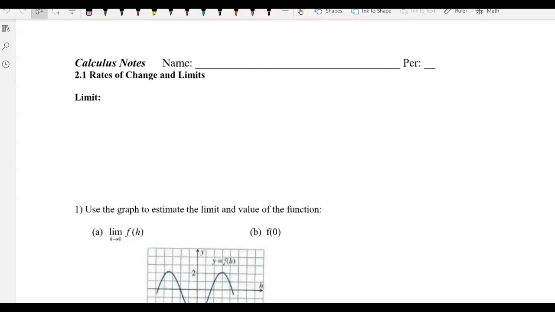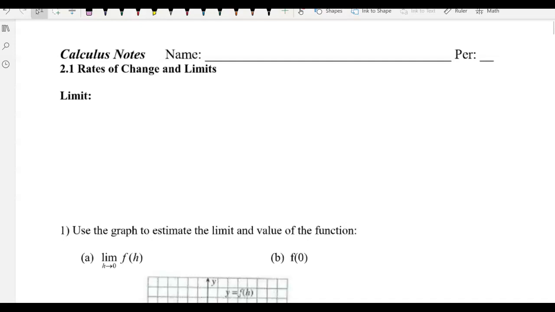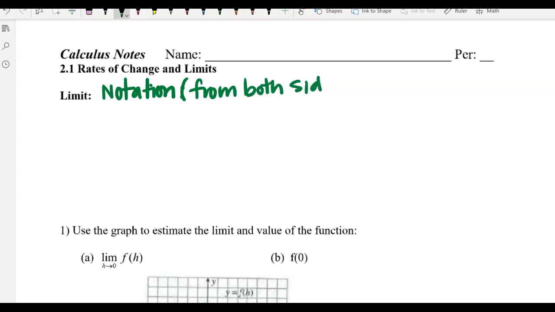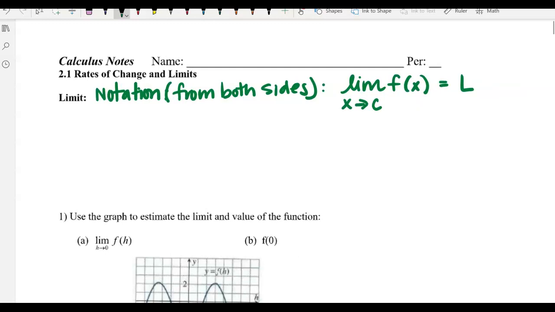So 2.1, guys, is called rates of change and limits. So let's start with the definition of limits, okay? So the first definition of our calculus unit, we will start with the notation of limit. Okay. So this notation, students, is coming from both sides. From both sides. And it says, the limit as x approaches c of f of x equal to something called L.